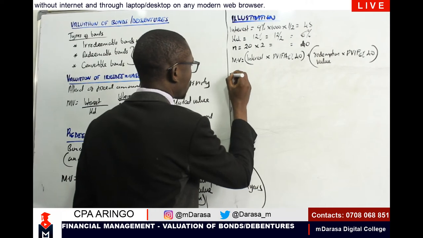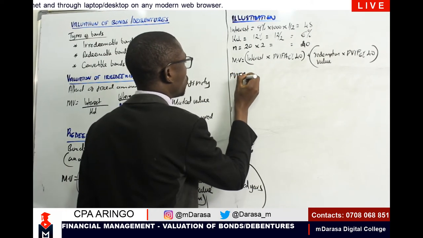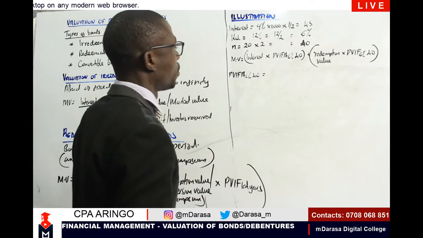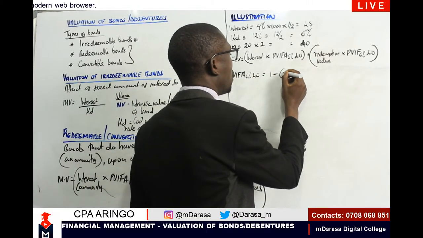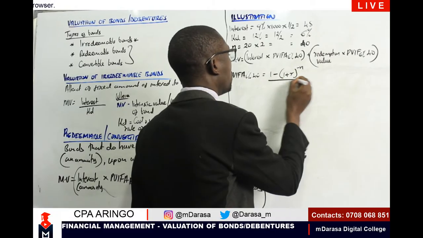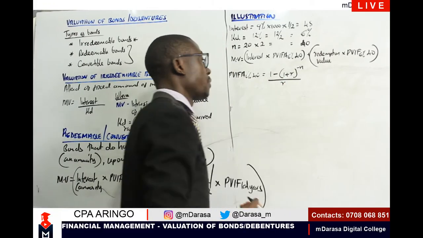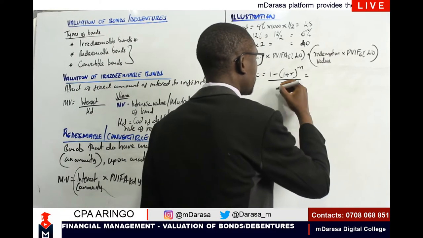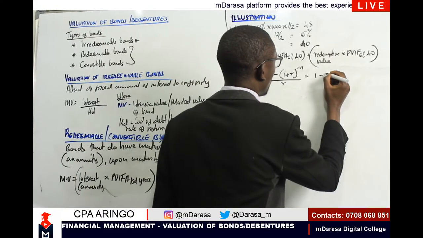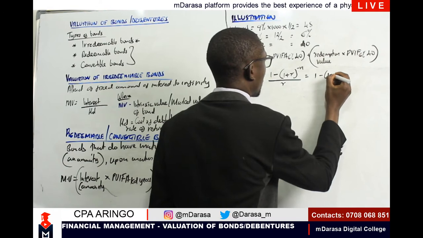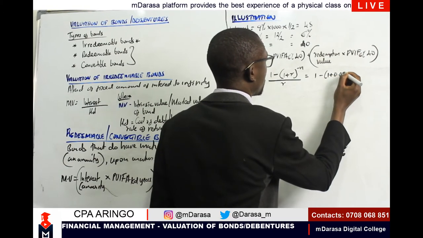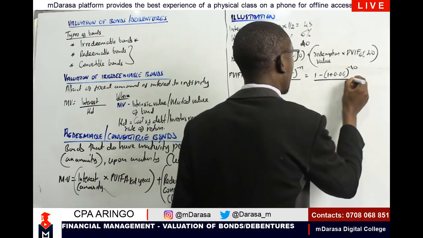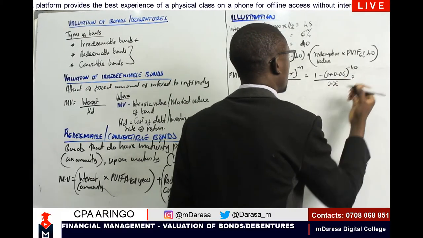We know very well that to work out the present value interest factor annuity, in this case at 6%, 40 periods, we should always recall this formula, where we consider 1 less 1 plus r raised to the power negative n, divided by our rate. So in this case, we should be talking of 1 minus 1 plus 0.06 raised to the power negative 40, divided by 0.06. So that should give us how much?